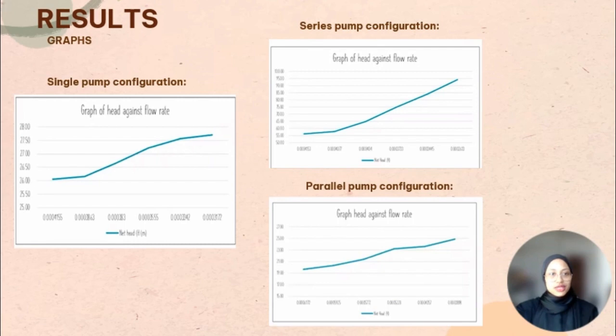So for the graphs, this is the single pump configuration graph of head against the flow rate. This is the series pump configuration, the graph of head against the flow rate, and also this is the parallel pump configuration graph, head against flow rate.